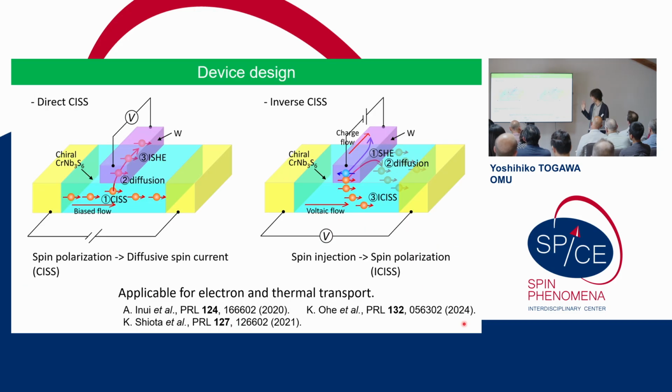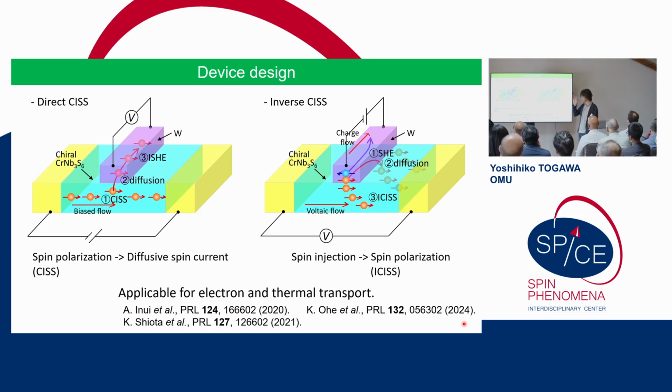Maybe you are really familiar with the spin Hall effect, but just in case, let me explain how the device would work. Here we have a chiral material. Then we put the electrode on top of the crystal. Then let us apply current to the chiral crystal, which makes polarized spins. But it's an assumption.